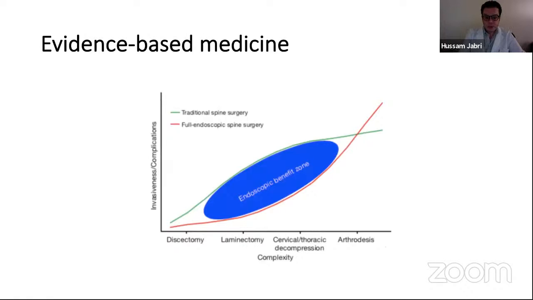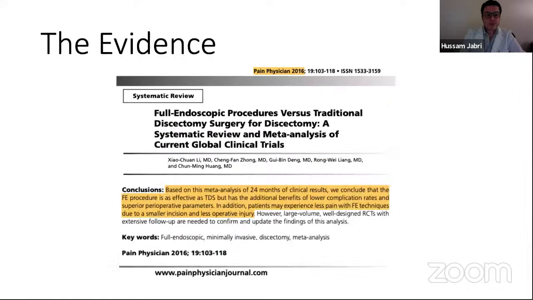And if we want to compare the full endoscopic spine surgery to traditional open surgery in green, and compare complexity to complication, as we see, the complication in endoscopy is less than traditional open surgery. The complication is expected to increase with more complex surgery, but the safety zone of endoscopic spine surgery, or the benefit, is in moderately to a little bit complex surgeries.